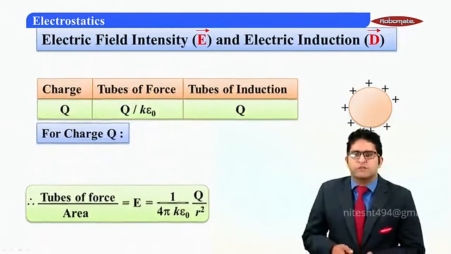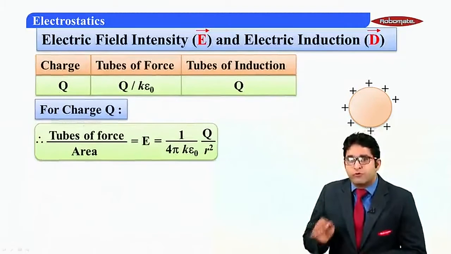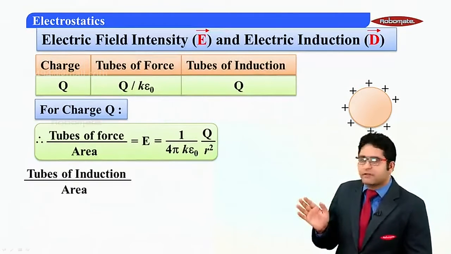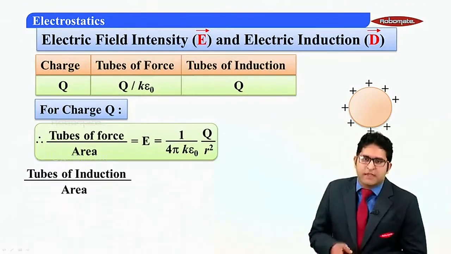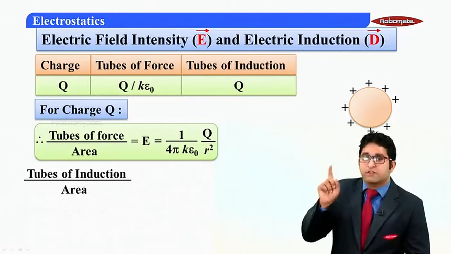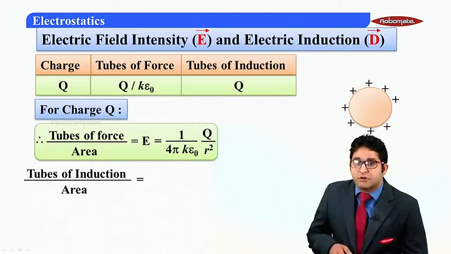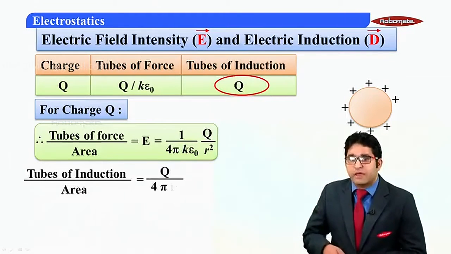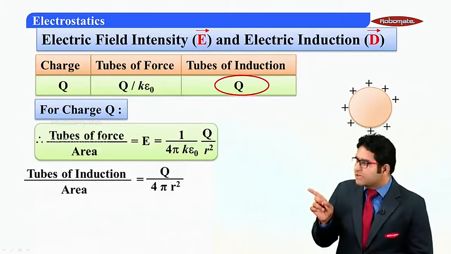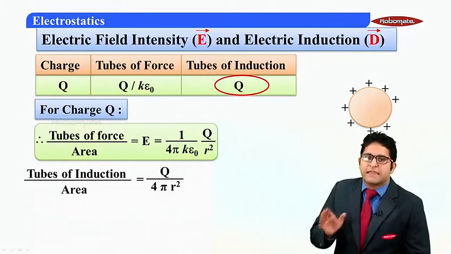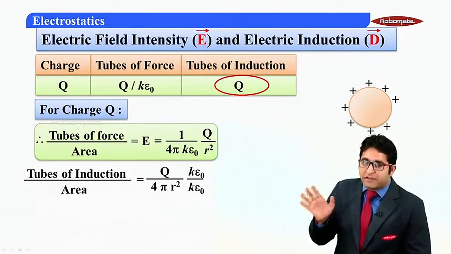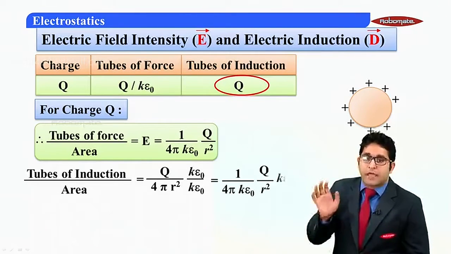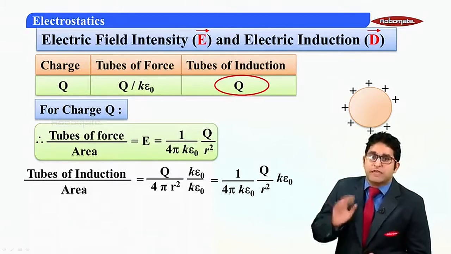Right? Now let us move further and calculate tubes of induction per unit area for charge capital Q. For charge Q, what is the number of tubes of induction coming out? It is equal to capital Q. And what is the surface area? Again, surface area is 4 pi r square. Right? So I'll multiply and divide this particular term by k epsilon naught. And if I rearrange it, I can write it as 1 by 4 pi k epsilon naught into capital Q upon small r square into k epsilon naught.